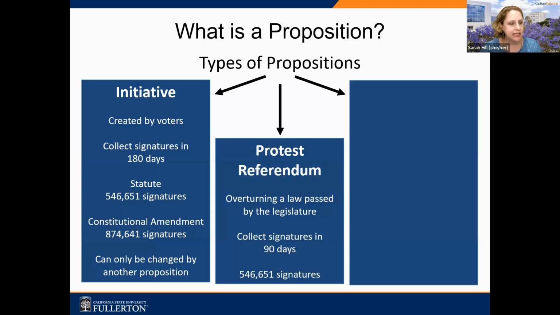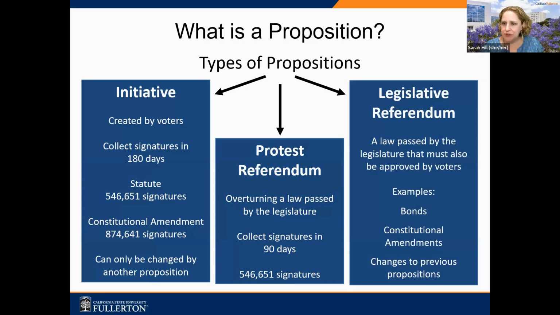And I want to go back. I realized I skipped something. When it's an initiative, you can either have a statute, which is just a regular law, or you can have a constitutional amendment, which actually changes the California Constitution, and that requires more signatures. But in either case, 180 days, it's a tight timeline. And then finally, this is what most states do. This is kind of the normal thing, is what we call a legislative referendum. This is something the legislature passed, and it's required to go to a vote of the people before it becomes a law. Lots of states do this.